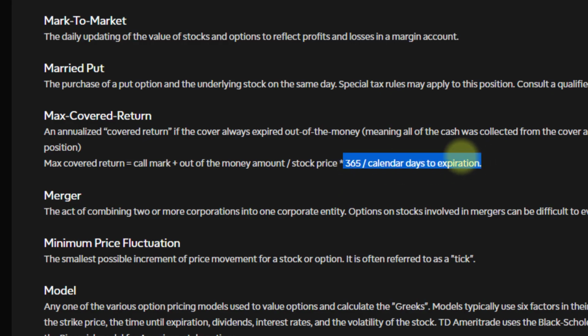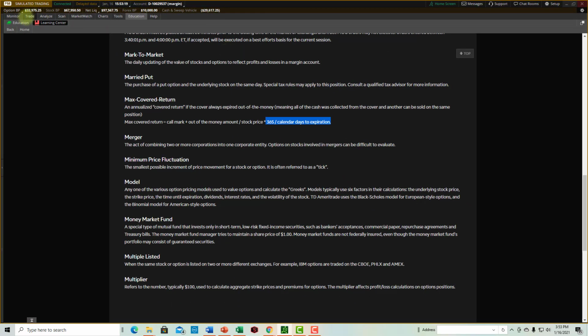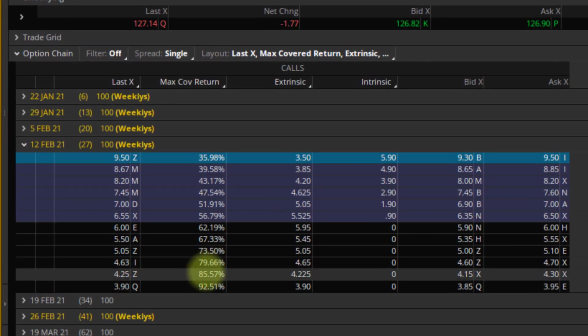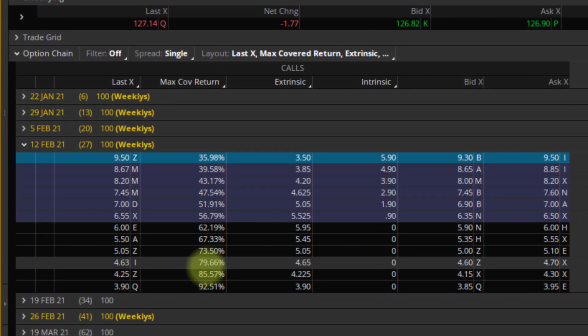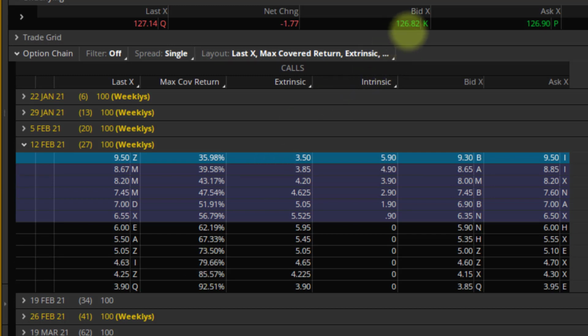And if you do that, in this case, in order to get this number right here, the 79.66, you need a stock price of 131.02. So for the covered return, we needed a stock price of 131.50. Here we need 131.02. So they're somewhat close, but still very far away from the actual stock price, which is basically just under 127, not anywhere near 131.